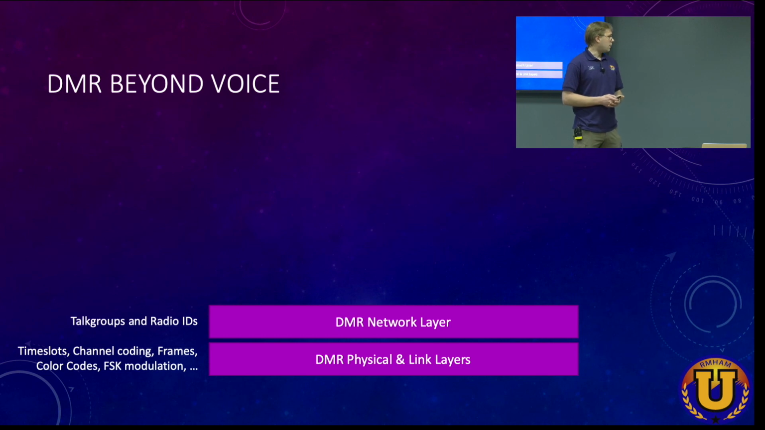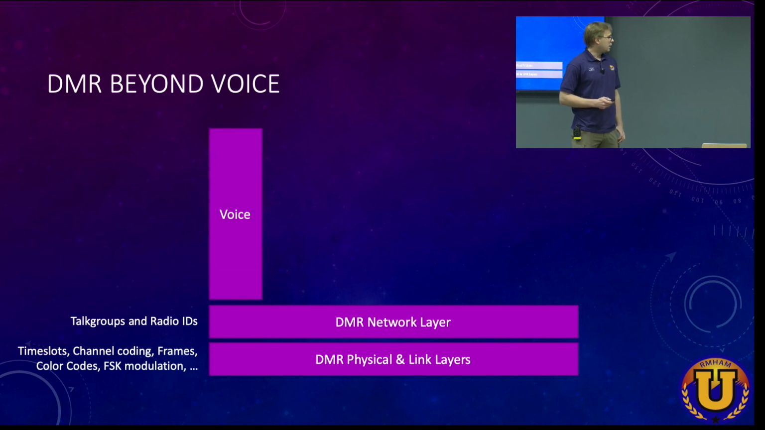And on top of that, we build the network layer. This is where you start becoming familiar because we're going to start adding things like the talk group IDs, radio IDs, the identifiers that basically build the DMR network on top of the RF interface. And then we're going to throw on the voice. And this is where most people kind of stop, right? They use DMR for voice communications.